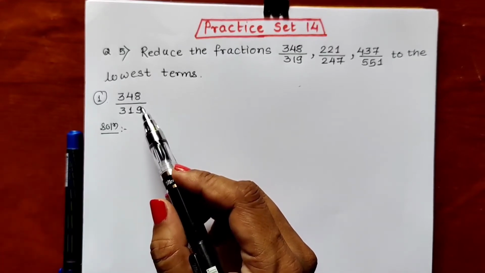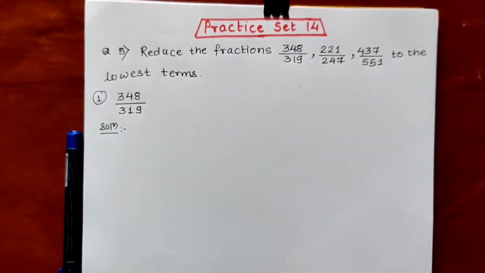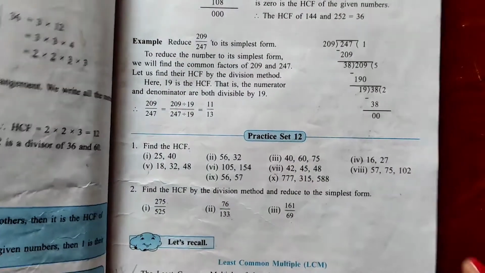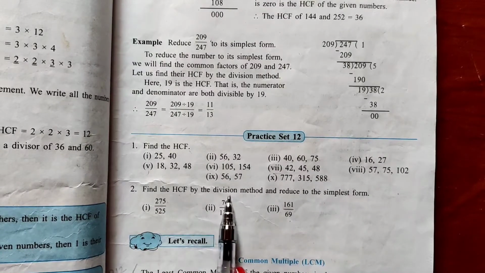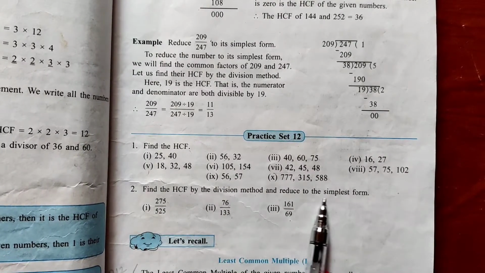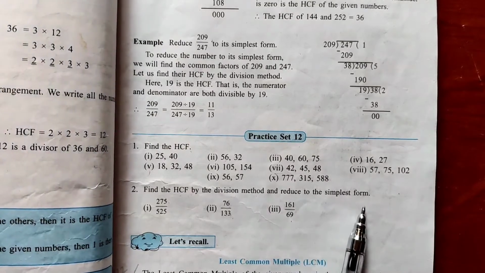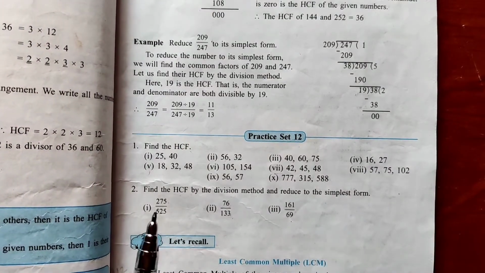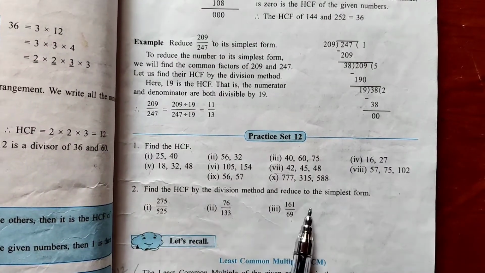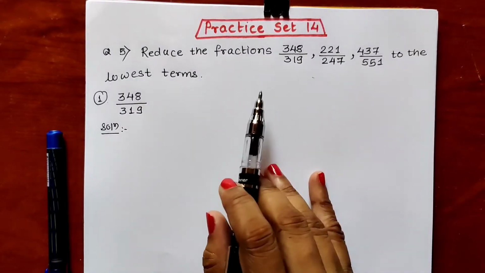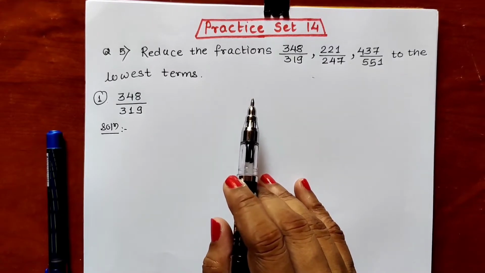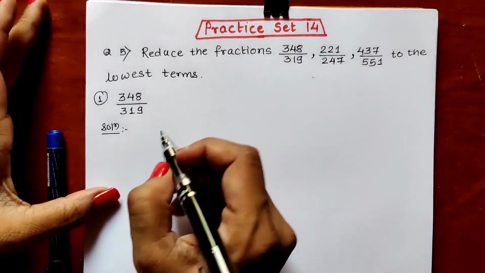The method of division to find HCF we have applied in our practice set 12 question number 2. Here in practice set 12 question number 2 we have found the HCF by the division method and we have reduced it to the simplest form. Simplest form means lowest terms. So we will be applying this method of division to solve our question number 5 from practice set 14. Same method we will apply. So let us solve it.